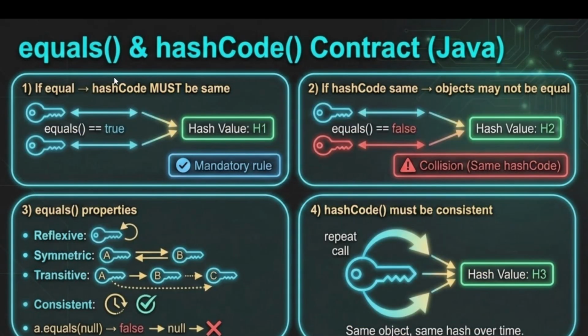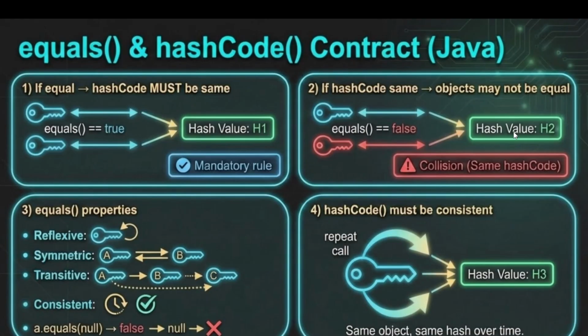So, equals and hashCode. If you see the visual representation, I have two keys for which equals is true. The comparison will be true, so they should have the same hash value. That is the mandatory rule, as we discussed earlier. And if hash codes are the same, objects may not be equal. These two objects are not equal, yet the hash value will be the same.